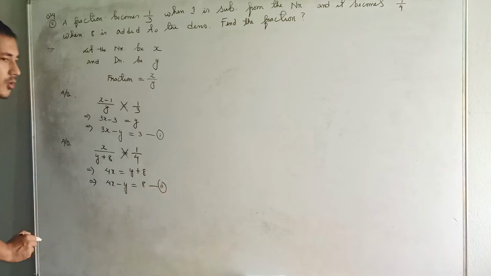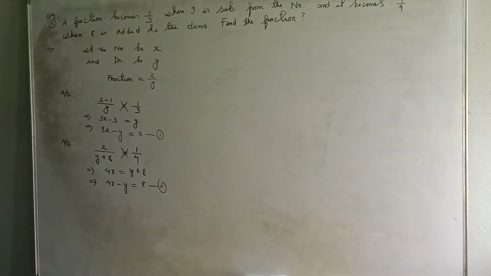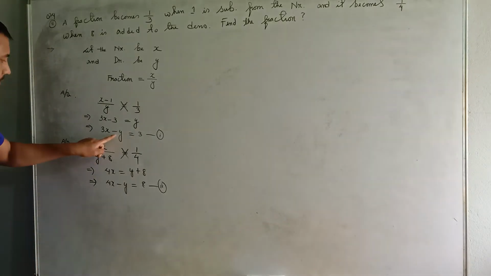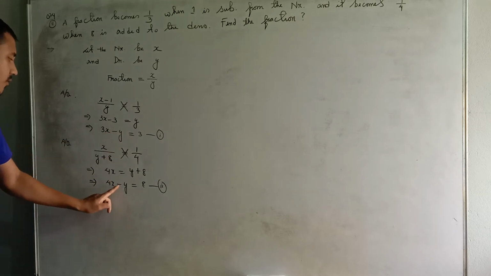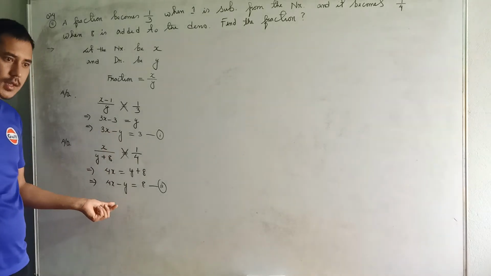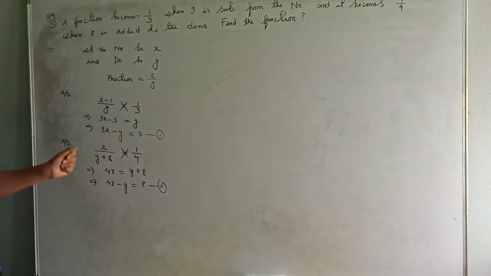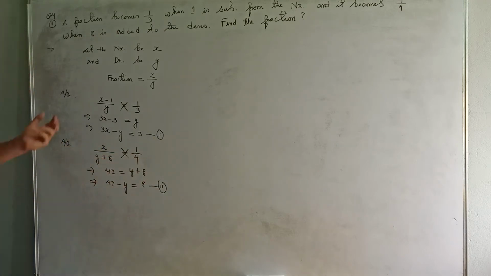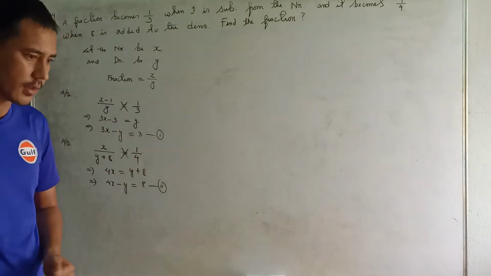So which method do you prefer for solving these equations? Check the coefficients. If the coefficient of a variable is the same, elimination is best. Here the coefficient of y is minus 1, and here also the coefficient of y is minus 1. Both terms have the same sign, negative. If they have the same sign, we subtract the equations, right? So you can subtract equation 1 and 2, then you can get x. Similarly, you can get y.